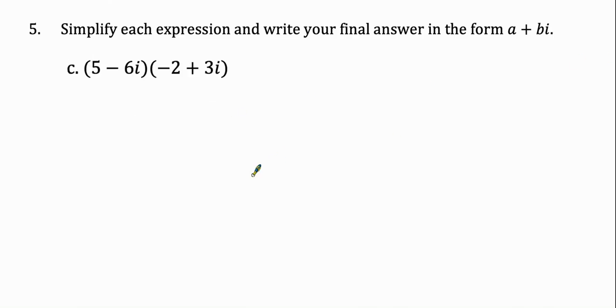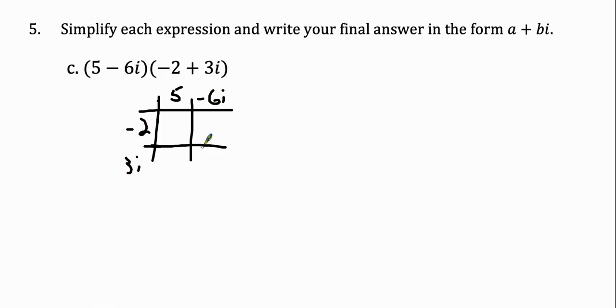On the next one, we are multiplying these complex numbers, okay? This is where we either have to double distribute, or the way that we practiced doing this in class was with a box. So if I set this up as 5 minus 6i times negative 2 plus 3i, I'm going to get 4 terms here. So negative 2 times 5 is negative 10. Negative 2 times negative 6i would be positive 12i.